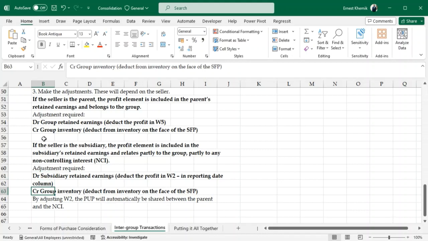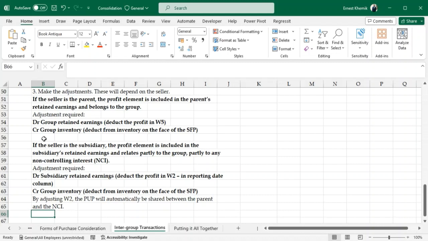And then we are going to credit inventory as usual by deducting it on the face of the statement of financial position. So by adjusting the retained earnings of the subsidiary in the net asset schedule, the provision for unrealized profit, which is usually shortened as PUP, will automatically be shared between the parent and the NCI, or the non-controlling interest. So this is how we deal with intra-group transactions.